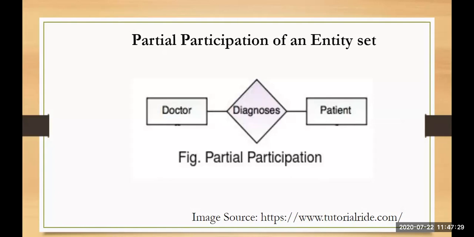When I talk about partial participation, each entity in the entity set may or may not participate in the relationship. Their participation will be optional. At times they will participate or at times they won't participate. Whenever you are representing partial participation, you have to represent it with the help of a single line. You can see here there is a single line from doctor to diagnosis, and from diagnosis to patient. That is your partial participation. Let's move to the next.